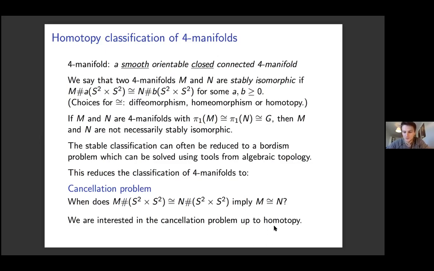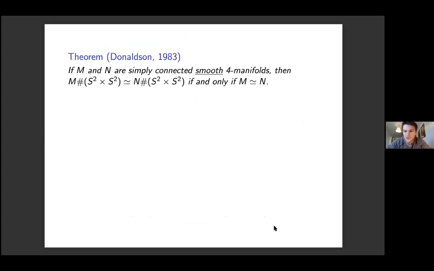Okay, right. So how do we do it up to homotopy? We have the following theorem. I've said it's the theorem of Donaldson; it's really a theorem that follows from Donaldson's theorems. If M and N are simply connected smooth four manifolds, and I'll write smooth here just to emphasize in case people have forgotten, then they are homotopy equivalent after a connect sum with S2 times S2 if and only if they are homotopy equivalent. So in particular, we have this kind of cancellation theorem in the case of smooth four manifolds up to homotopy.